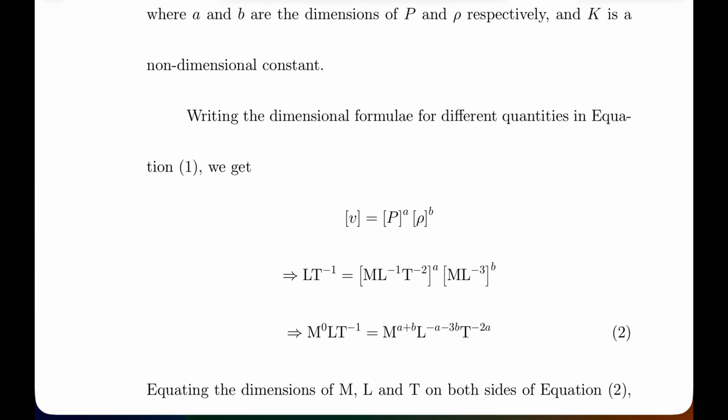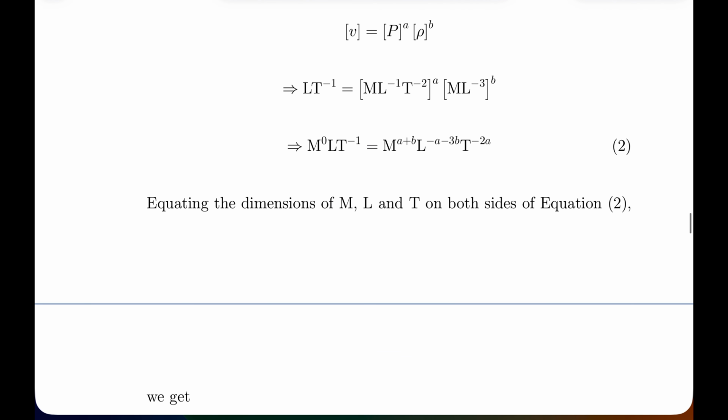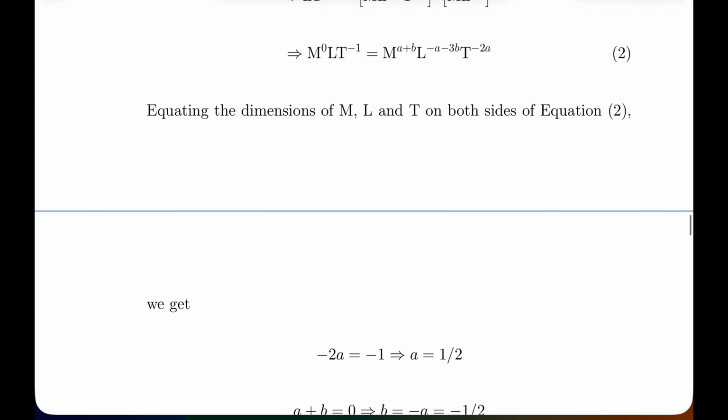Now, for this equation to be correct, we must have the dimensions of M, L, and T on both sides of the equation the same. And therefore, if you equate the dimensions of M, L, and T on both sides, first equate the dimensions of T. So on the left side, this is minus 1. On the right side, this is minus 2a. So minus 2a is equal to minus 1, or a equal to half.